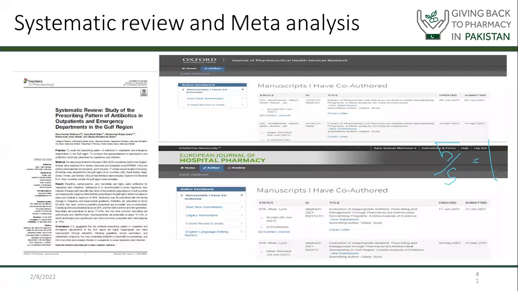I have a meta-analysis. Here is the impact of pharmacist-led services on the antimicrobial stewardship program, a meta-analysis on clinical outcome. Where I have one more meta-analysis in the European Journal of Hospital Pharmacy. This is under the British Medical Journal, BMJ, evaluation of inappropriate antibiotic prescribing and management through the pharmacist-led antimicrobial stewardship program. So here we have, if you have any question, you may ask.